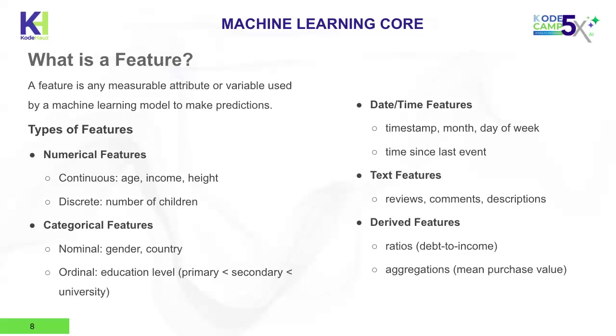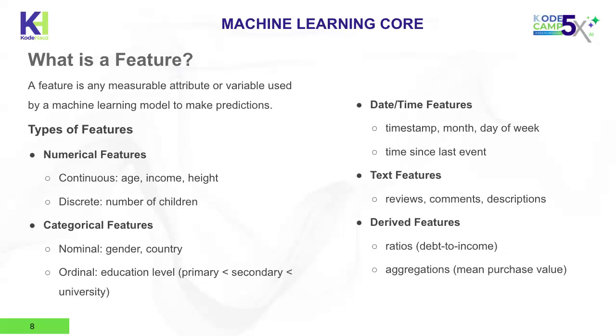Then we have text features. So text features are basically text, anything that is text, right? Reviews, comments, descriptions, prompts, whatever. Those are text features. And then we have what we call derived features. So a derived feature is a feature that you derive, as the name implies, from other features. So a good example is when you're calculating ratio. So you are taking ratio of two features. That's a ratio. Divide one feature by another.